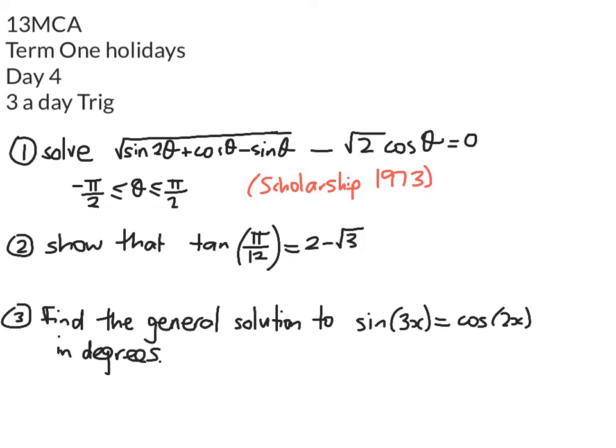So the first question here is a really nice scholarship question from way back in 1973, and then the next 2 are also from the Red, Seeley and Agnew maths book. The second one is an exact values one, so don't just grab your calculator to show me tan of pi on 12. And the last one is a general solutions question, but 2 little things that are different in it. You'll notice that here we've got 2 trig functions, so that's a bit funny, and we're going to do general solutions in degrees.